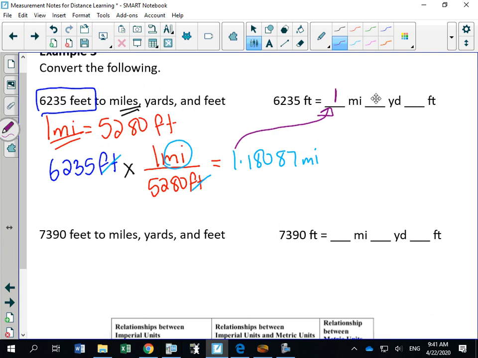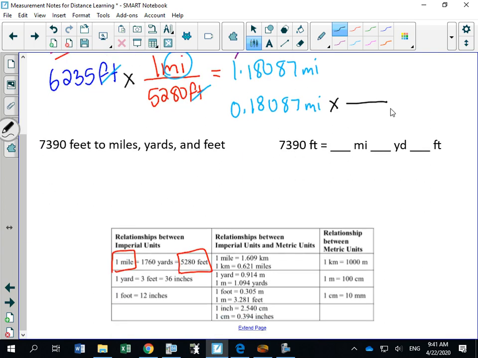That's our second conversion. So I got rid of that number and I'm left with just the decimal. So there's my decimal, and now I need to convert this. I need to go from miles to yards. So I'm going to go back down to my formula sheet and figure out the conversion between a mile and a yard.